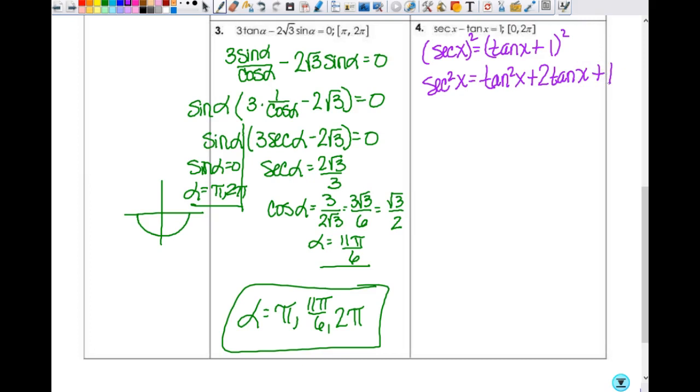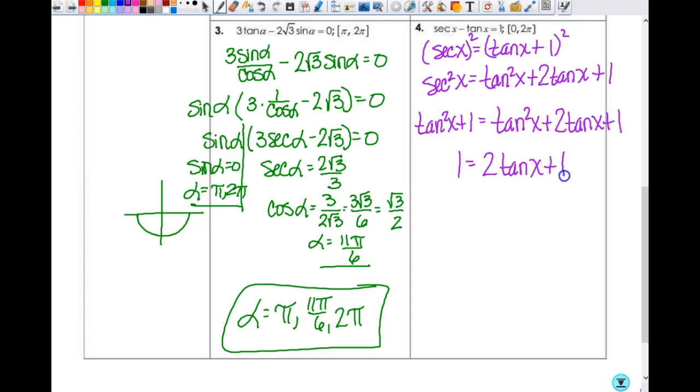Okay, so my whole thought behind that was now that secant can get me some tangent stuff, right? But, so when I substitute in for secant, what actually gets substituted there? Good. Tangent squared x plus 1 equals tangent squared x plus 2 tangent x plus 1. Everybody with me so far? So I can start by subtracting tangent squared from both sides. That leaves me with 1 equals 2 tangent x plus 1. Then I can subtract 1 from both sides, and I get 0 equals 2 tangent x. Then I can divide both sides by 2, and I get 0 equals tangent x.